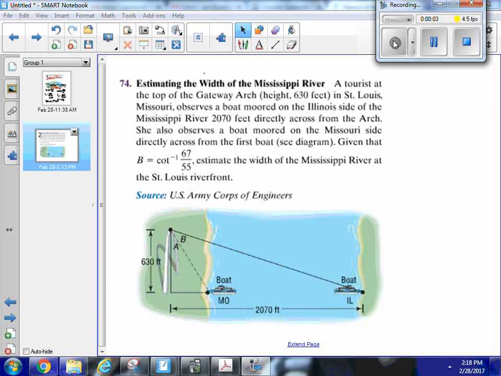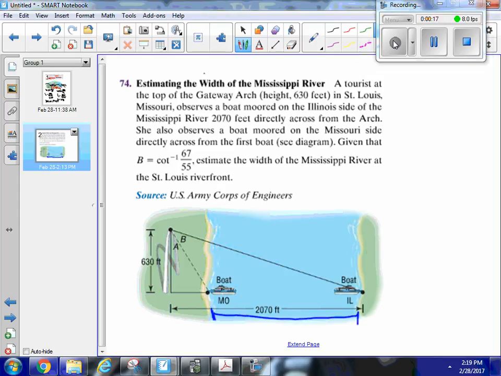This is kind of a challenging trigonometric application problem. They want me to estimate the width of the Mississippi River. So the width of the Mississippi River goes from here to there. And so I am standing on top of the arch in St. Louis, which is this nice thing right here.